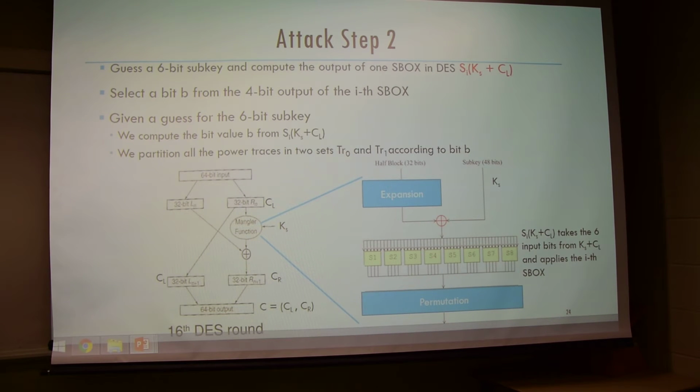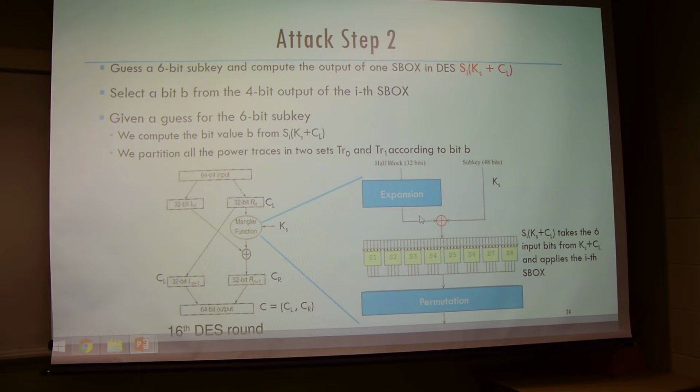And then you need to guess the 6-bit subkey and compute the output of one S box in DES, like this, because here you know the final output, right? So that's why you know CL and CR, the left part and the right part. And because of this, you know this right part, because it's just directly moved to this left part. So you also know this part.